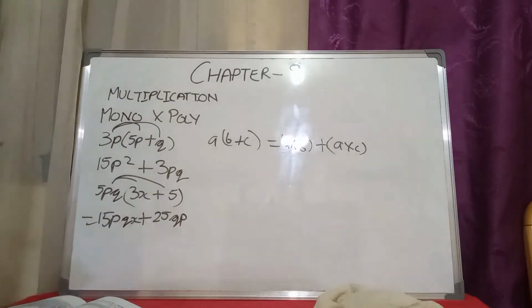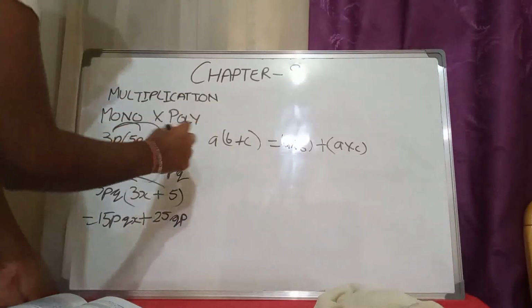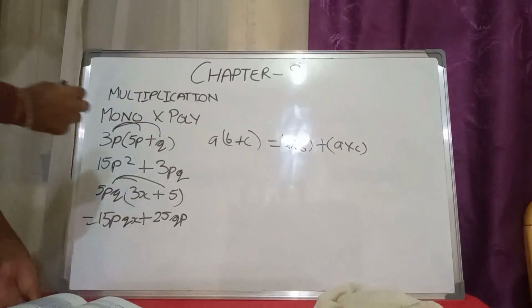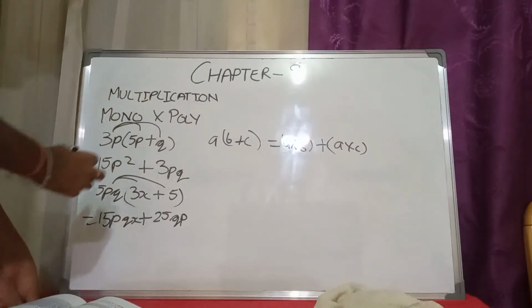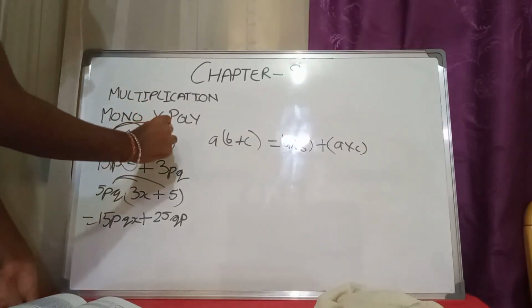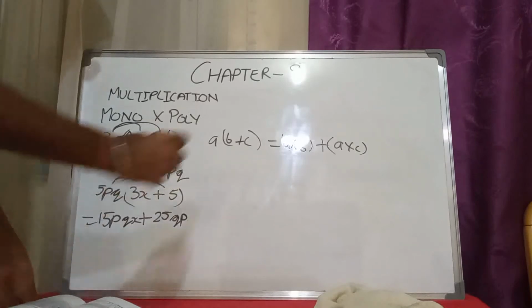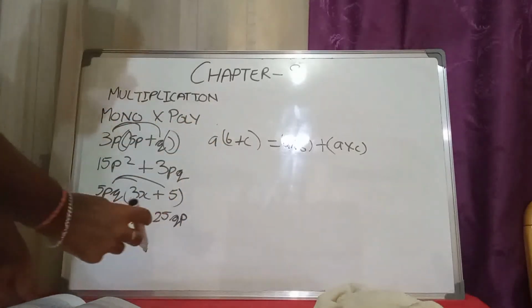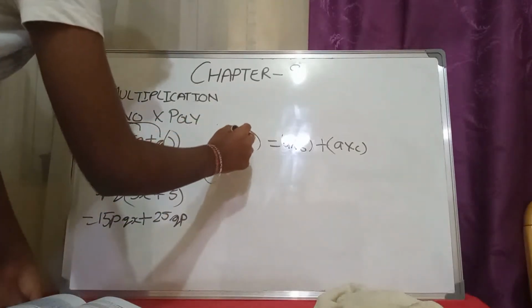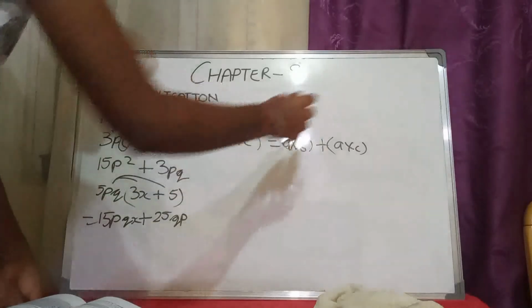So this is how we get. Again, we will be discussing the same thing. So when we get a question like this, 3p into (5p plus q), first of all we have to open these brackets. For opening these brackets, we have to use the distributive property of addition. So if this is plus, we'll do plus.